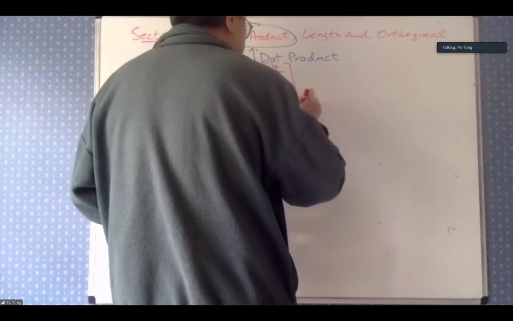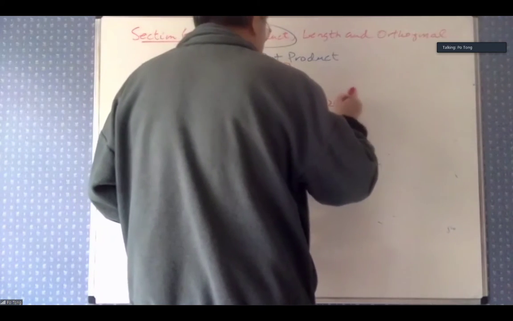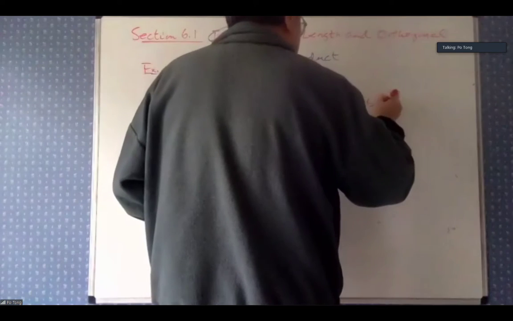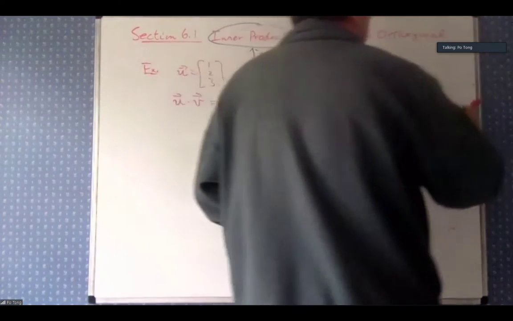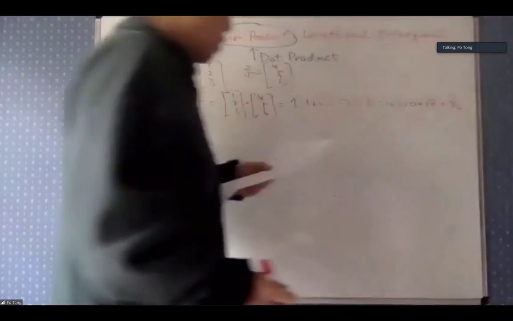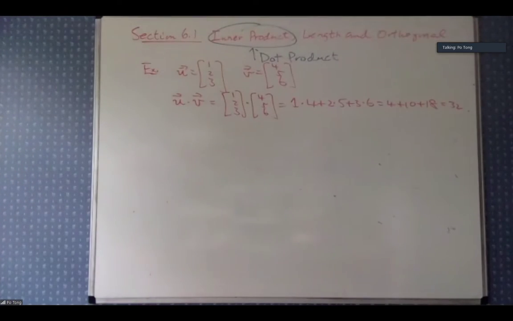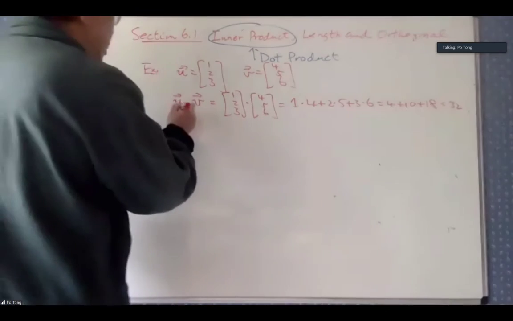So it will be 1 times 4 plus 2 times 5 plus 3 times 6, which is 4 plus 10 plus 18, 32. Okay? That is called the inner product.